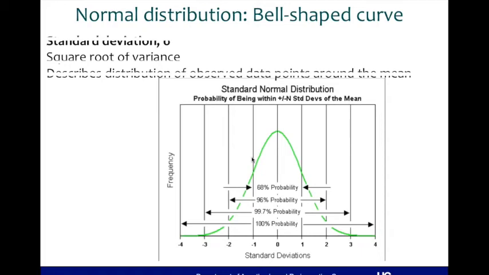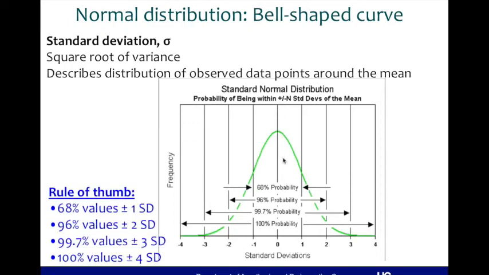So the bell-shaped curve also has a standard deviation, and what the standard deviation describes is what proportion of the values fall within a certain distance from the mean. The standard deviation is the square root of the variance, and it describes really the scatter around the mean, how tightly all of the other data points tend to cluster around this mean value.